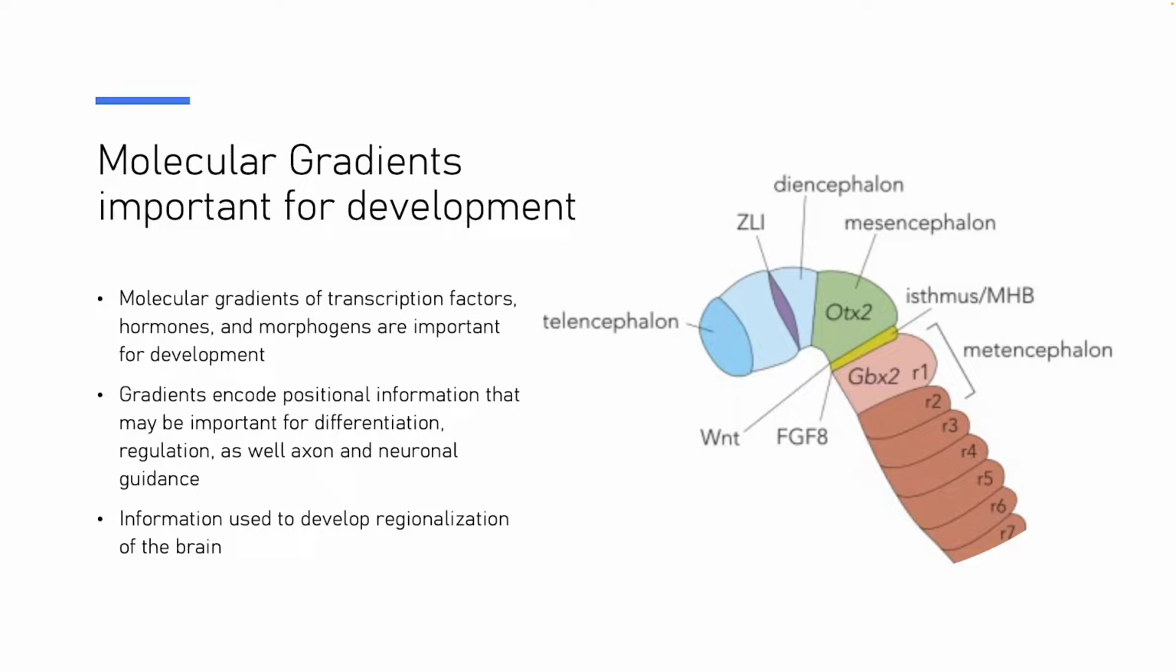An excellent example is to our right. When different transcription factor gradients of OTX2 and GBX2 interact with each other to determine the regionalization of the mesencephalon, or the midbrain, and the metencephalon, which is part of the hindbrain. We'll go into more detail on how molecular gradients accomplish this in later slides.